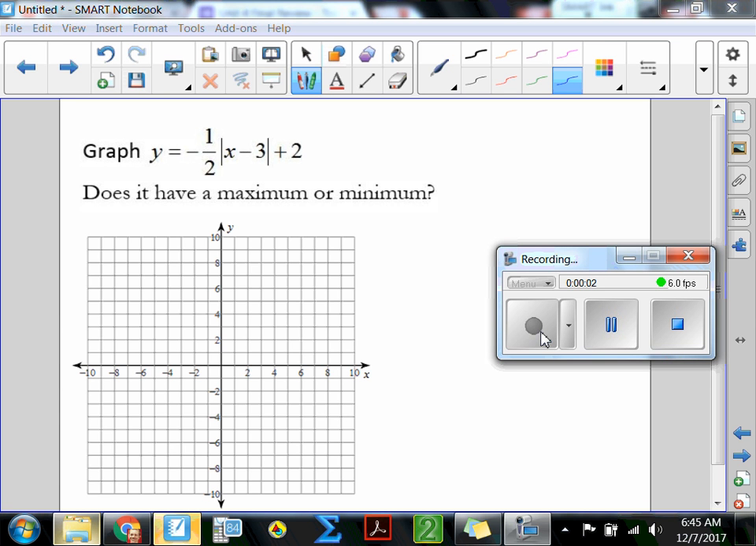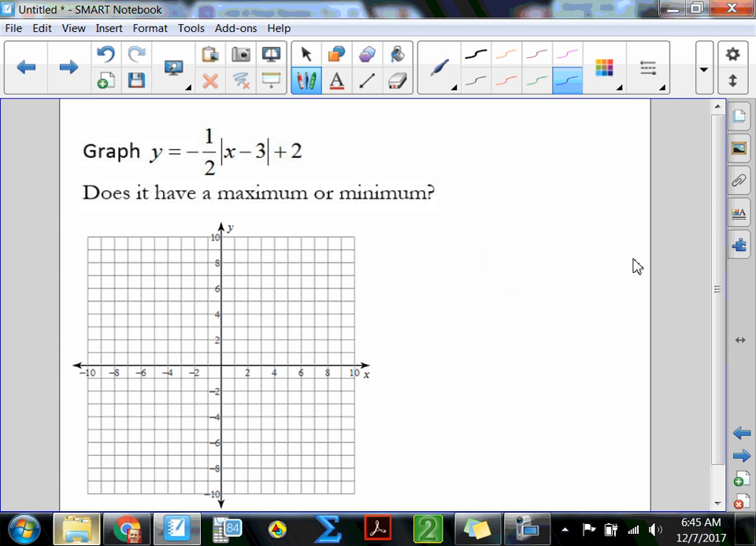Okay, for number 6, it says graph y equals -1/2 absolute value of x minus 3 plus 2. Does it have a maximum or a minimum? Your question might not say graph, it might just say does it have a maximum or a minimum? I know the answer to this question just based on whether or not the graph is reflected.